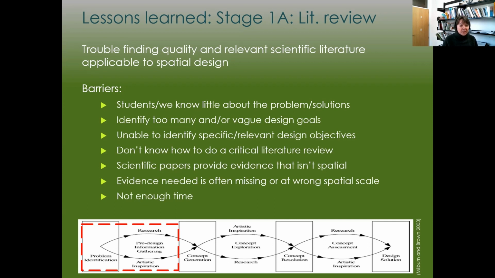They don't know how to do a critical literature review. And this is something Bob and I found a long time ago. They don't know the difference between different types of material they might find on the internet. They don't know how to be critical when they look at it. A lot of scientific papers don't provide evidence that's spatial. It might just be text or numbers, and the students don't know what to do with it. And when they look at their piece of paper or their design, it's not in the form that they need to act on.